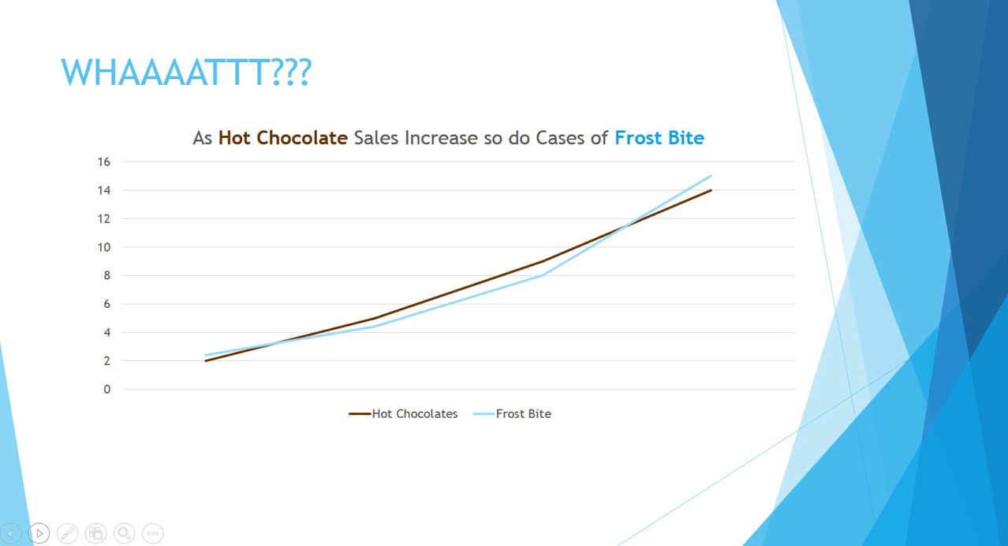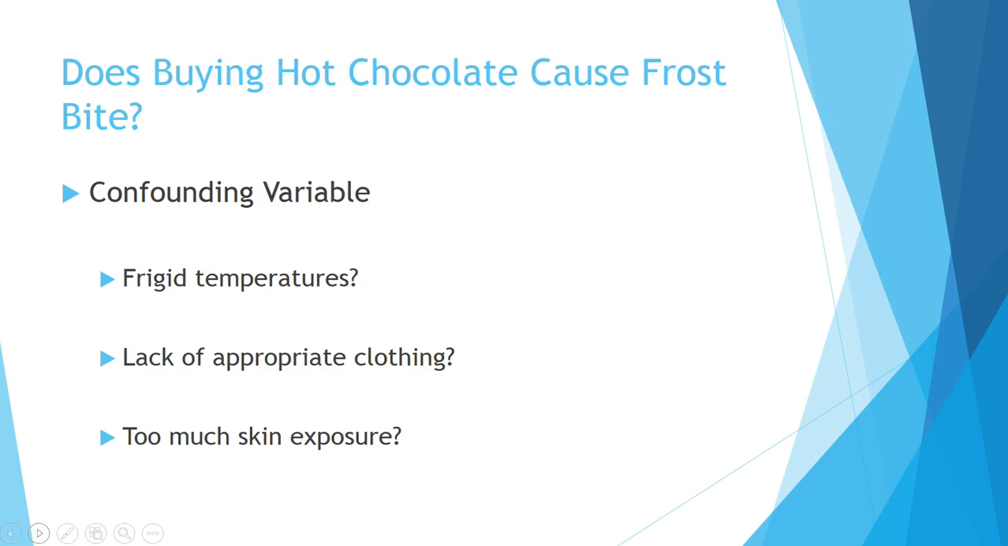So does that mean buying hot chocolate causes frostbite? I truly hope not. In this situation, you have to look for what's called the confounding variable. This is when you must consider any outside influence that changes the effect of a dependent and independent variable. The confounding variable can ruin an experiment and create useless results.